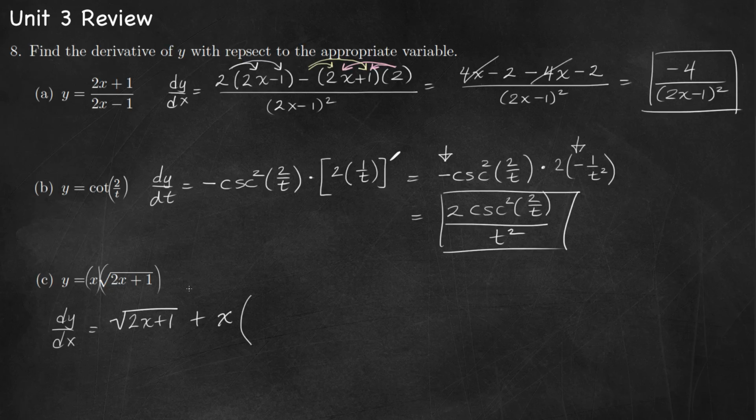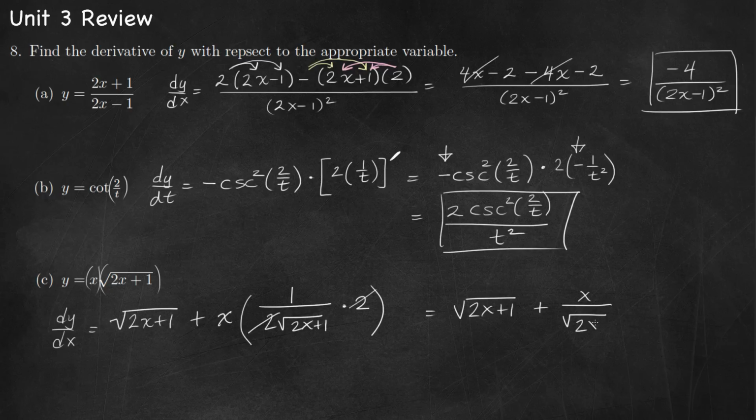So now I have to take the derivative of the square root of 2x plus 1, square root of stuff. So if you've memorized your derivative rule for square root of x, then square root of stuff is easy. The derivative of square root of stuff is 1 over 2 root stuff times the derivative of the stuff. And in this case, multiplying by 2 and dividing by 2, those cancel out. So I get square root 2x plus 1 plus x over the square root of 2x plus 1.